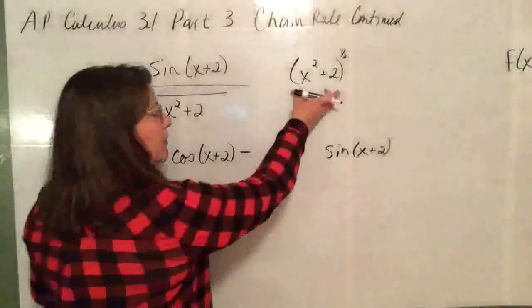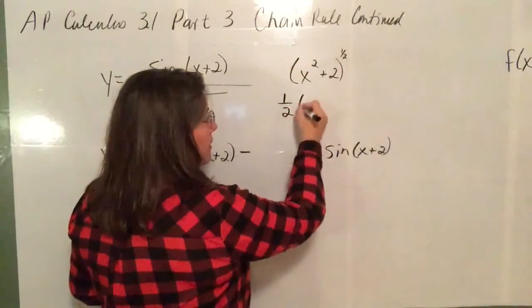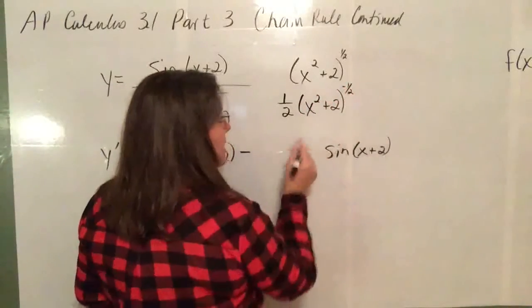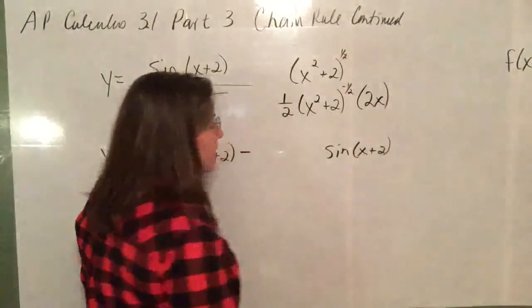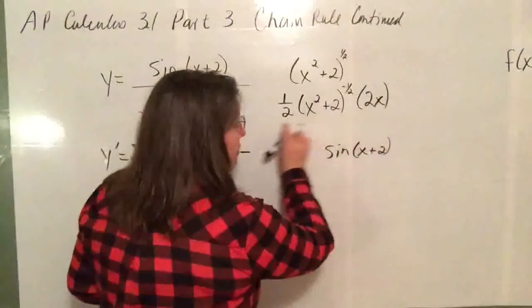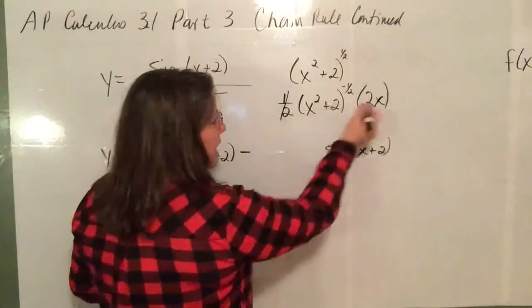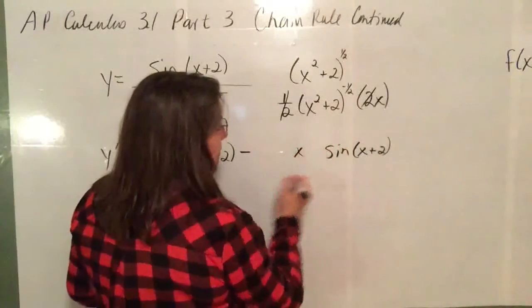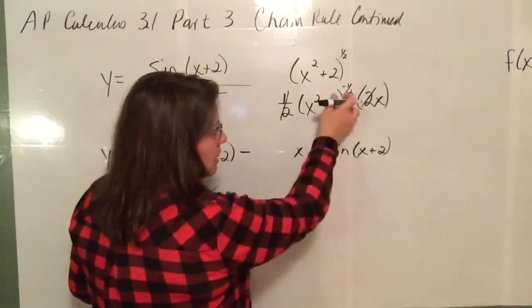And then to take the derivative of this, I use the chain rule. So that would be 1/2 times x squared plus 2 to the negative 1/2 times the derivative of the inside part. So that would be 2x. So that, whatever I get for this when I simplify, is going to go right here. So now, 1/2 times 2, that cancels. So we have an x over top of the x squared plus 2 to the 1/2.